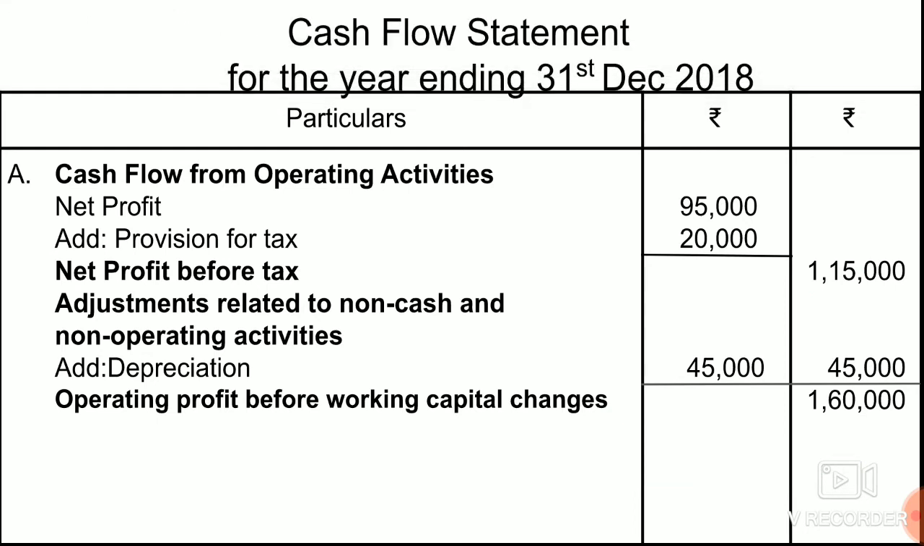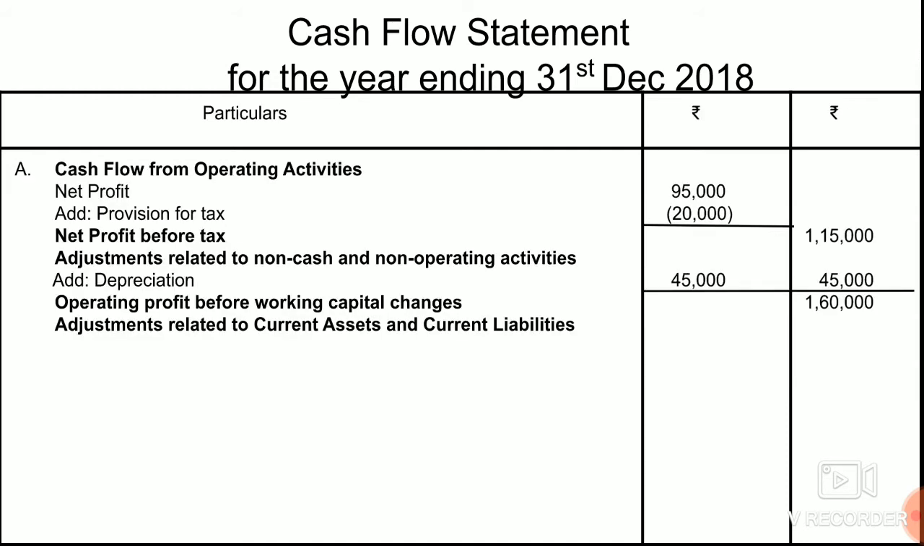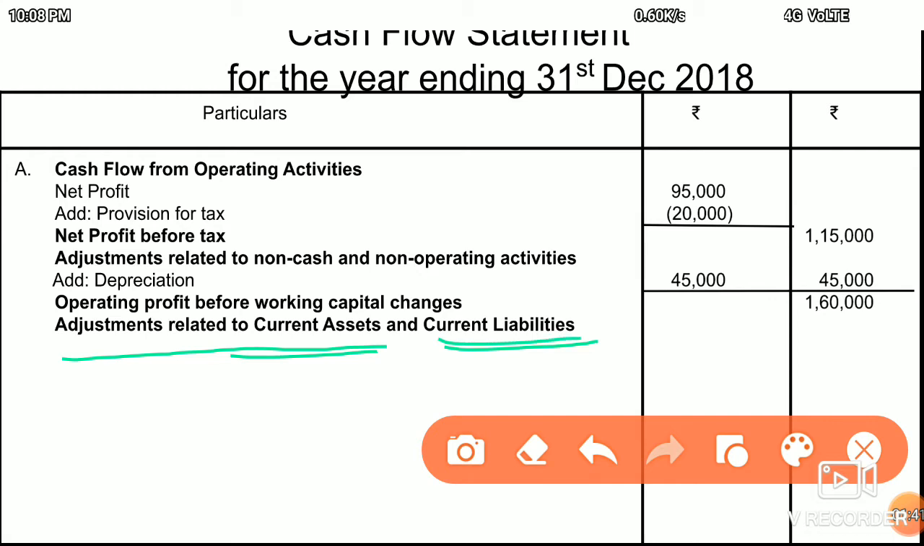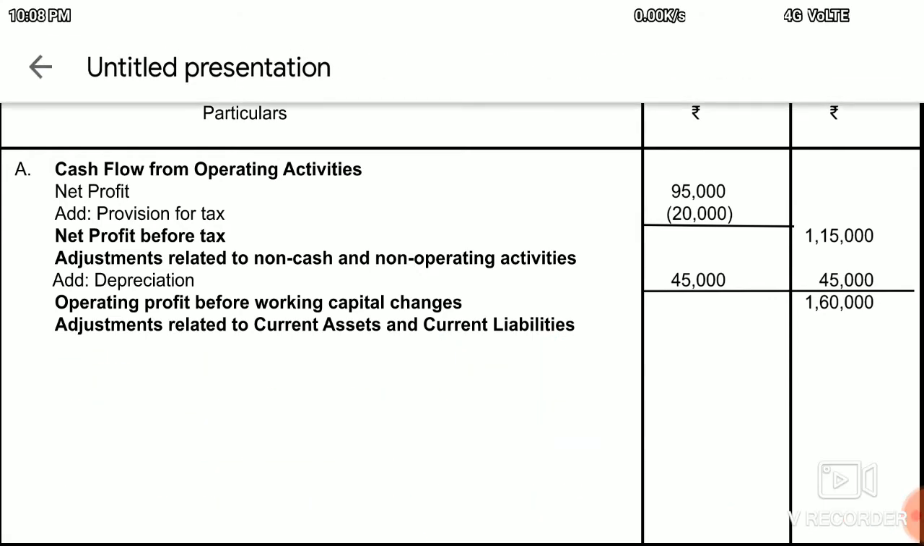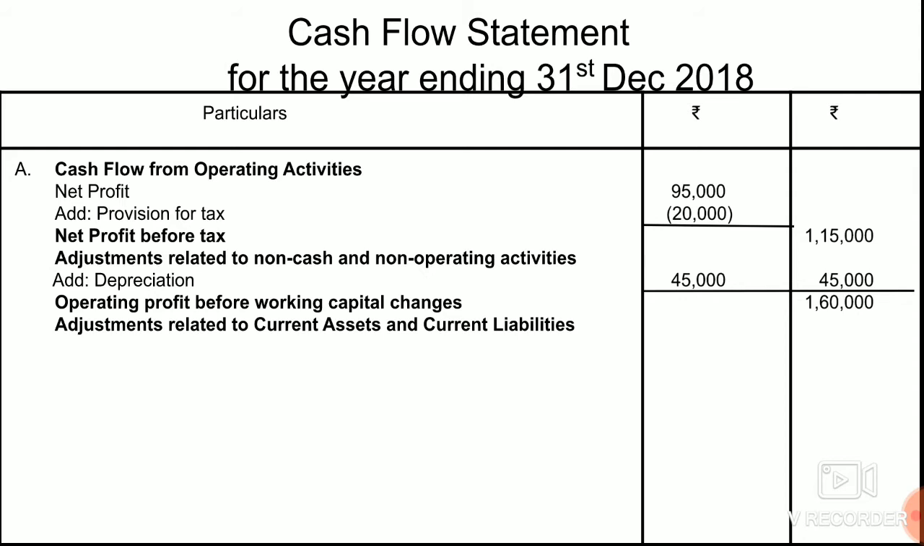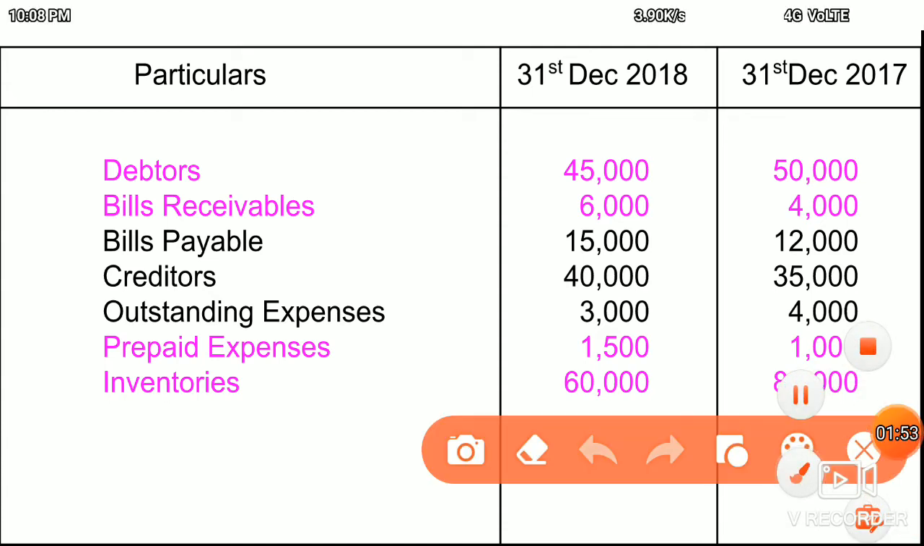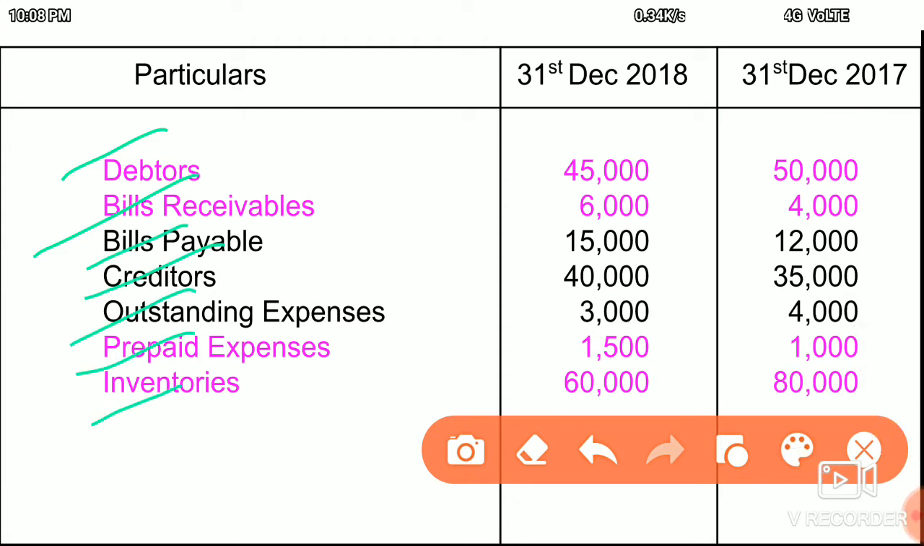After we are done with the operating profit, the next step is the adjustments related to current assets and current liabilities. So we write the heading as adjustments related to current assets and current liabilities. Now let us look at our question and see all the current assets and current liabilities. We have debtors, bills receivable, bills payable, creditors, outstanding expenses, prepaid expenses, and inventories.